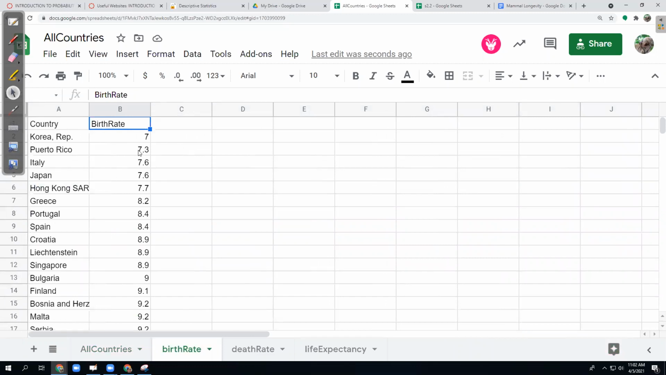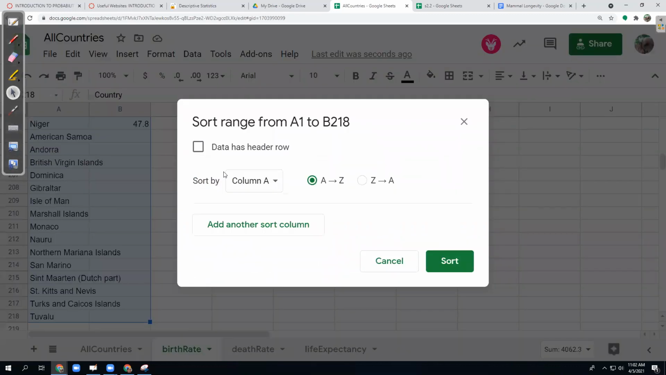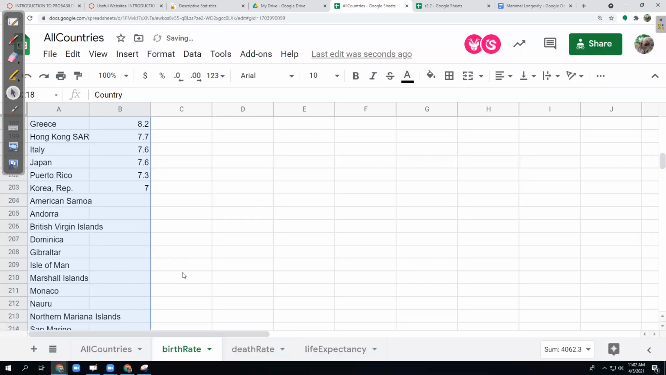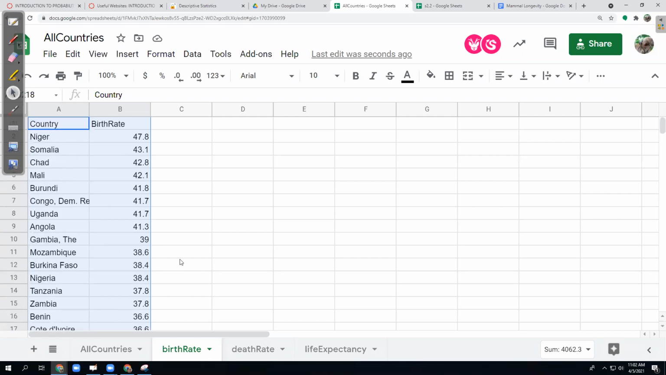Is it necessary to sort these? The answer is no, but sometimes it's nice to have them sorted. So I have the smallest at the top, largest at the bottom. Maybe we want to go the other way. So if I wanted to go the other way, I would highlight everything and then just sort again. Sort range, has a header row, sort by birth rate, but go the other way, put the largest birth rate at the top. Keeps the blanks at the bottom out of my way. And then now at the top, I have the largest one. And these are birth rates, not life expectancies.